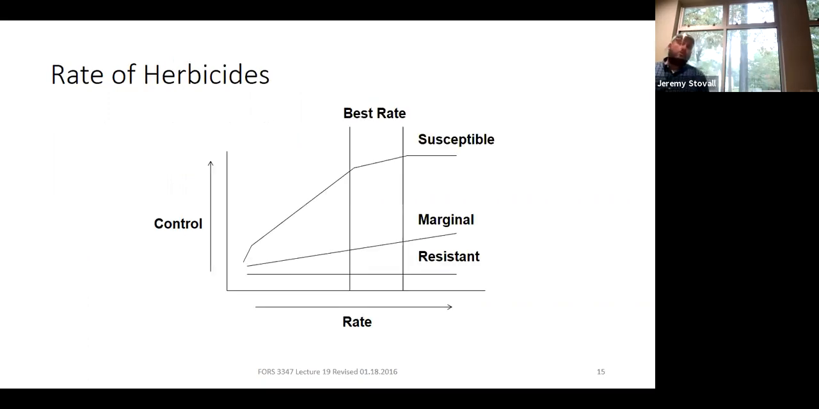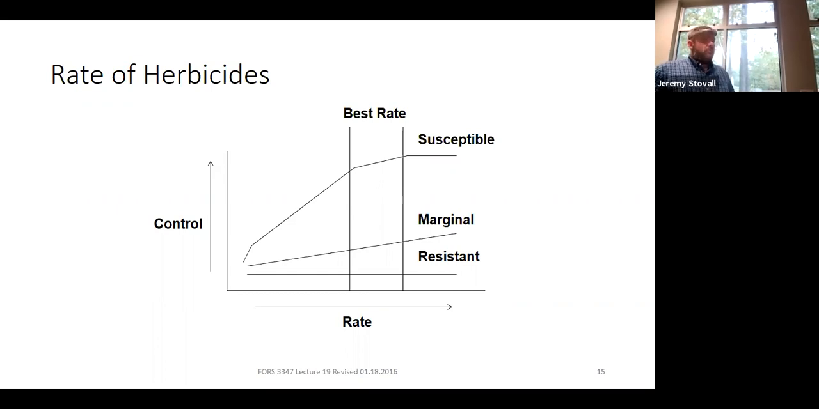Okay, now there is a maximum rate you can apply, but you can always legally apply anything under that rate, okay? But if you apply too low, it's not going to be effective. You're not going to get much control. And so you want to apply at a target rate where your susceptible species are impacted. But more than that, it may not be legal if it's over the labeled rate, and it just may not be necessary. You're wasting chemical.